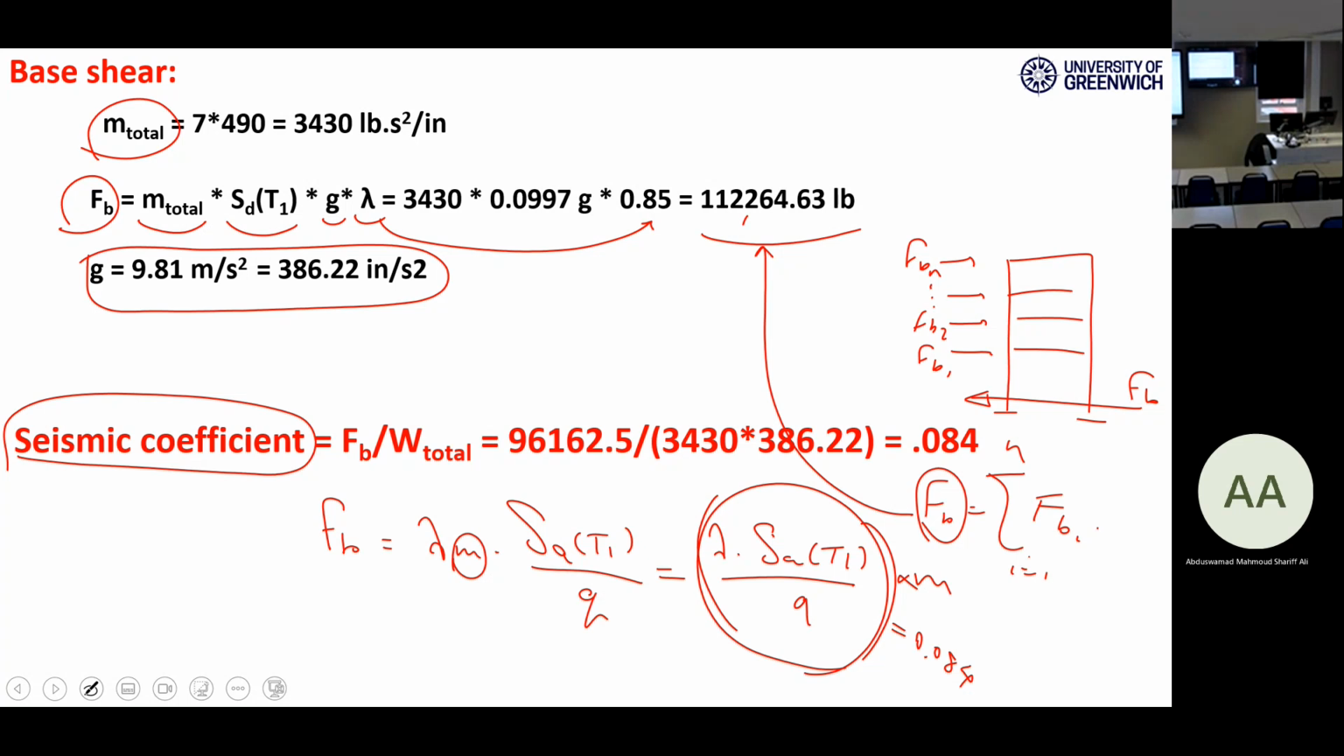In 1920-30, for the first time in the United States and then in Europe, they mandated the engineers to consider a fraction of the weight of the structure as a horizontal load in the structure design. And at that time, they didn't know how much. They didn't have any background, any scientific background at that time. None of these theories were developed at that time.